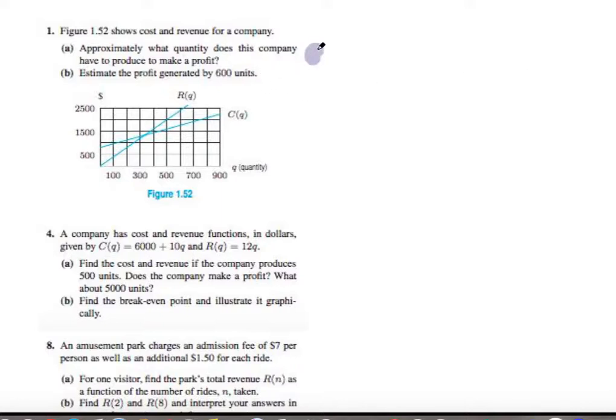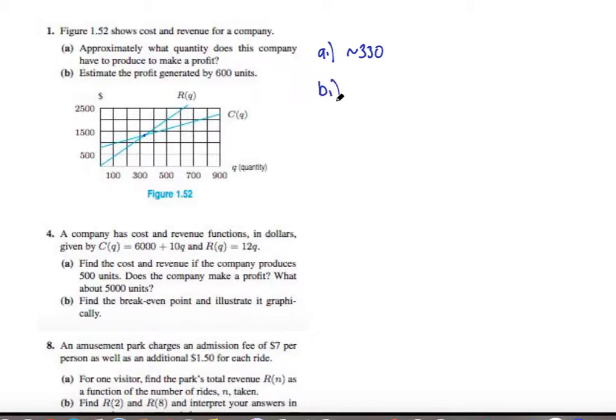Well, as we discussed in class, in order to make a profit, we are going to need to have more revenue than cost. So if we look at this point where these two functions intersect, that would be the point where our company starts to make a profit. So we're estimating here, each of these tick marks is 100. So we might say that this is around 330, give or take. You may have something slightly different as your estimate. That's just going to be mine.